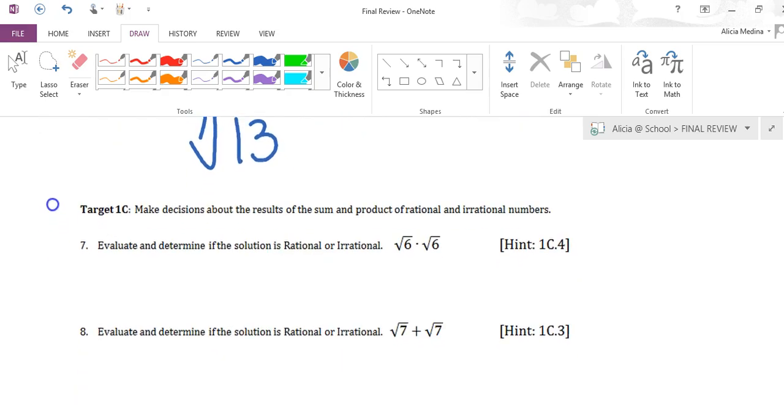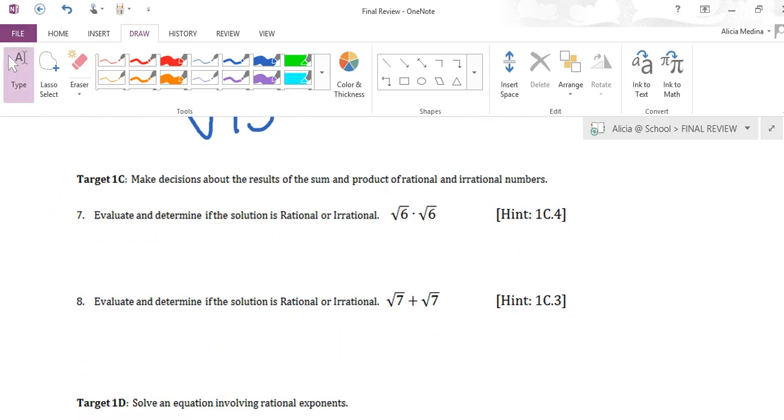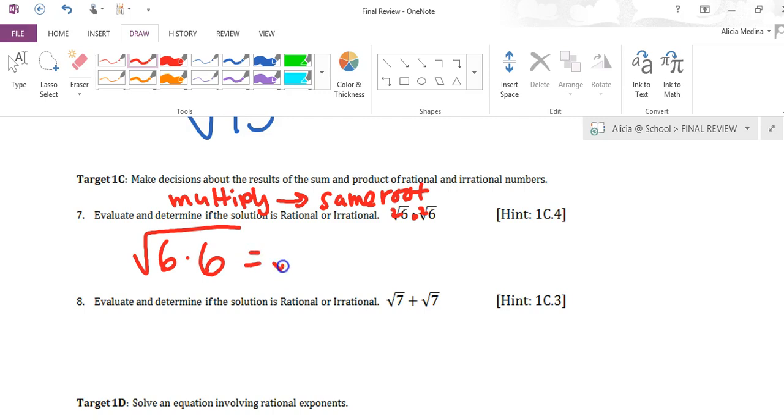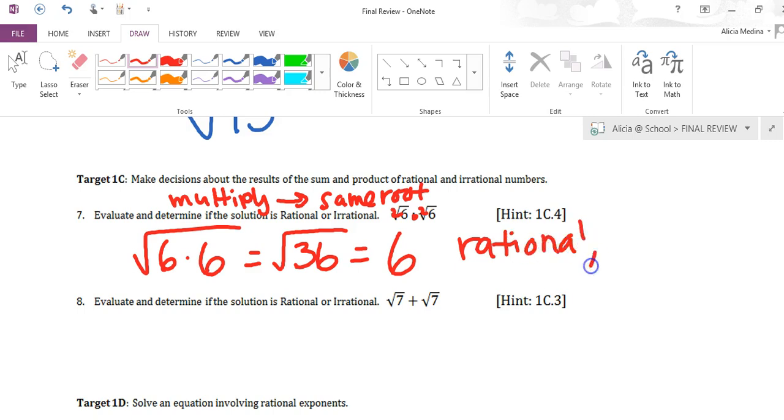Target C, all about making decisions about rational and irrationals. So number 7, evaluate and determine if the solution is rational or irrational. When we are multiplying radicals, the only thing that needs to be in common is the same root. So when multiplying, what you have to have is the same root, which they do, right? Each of these have that invisible 2. So then I can combine them under one radical, which is the square root of 36, and the square root of 36 is 6. This is a rational. Why? Well, because it's an integer.